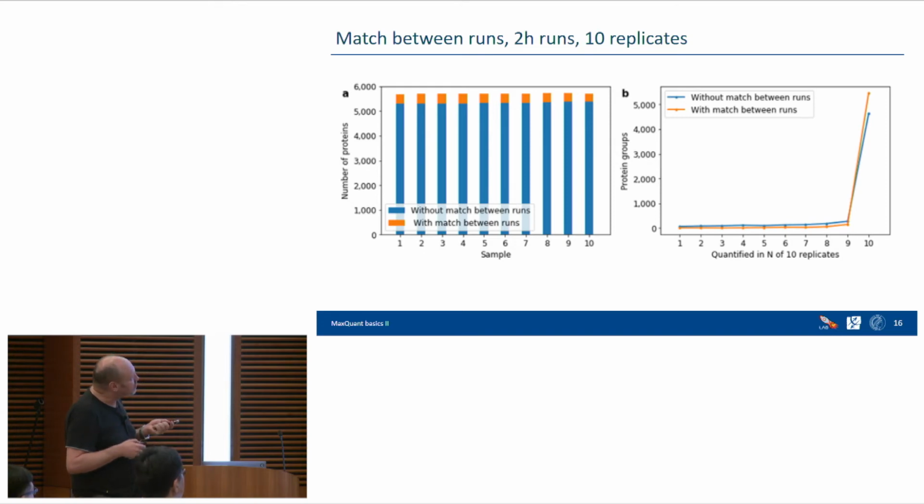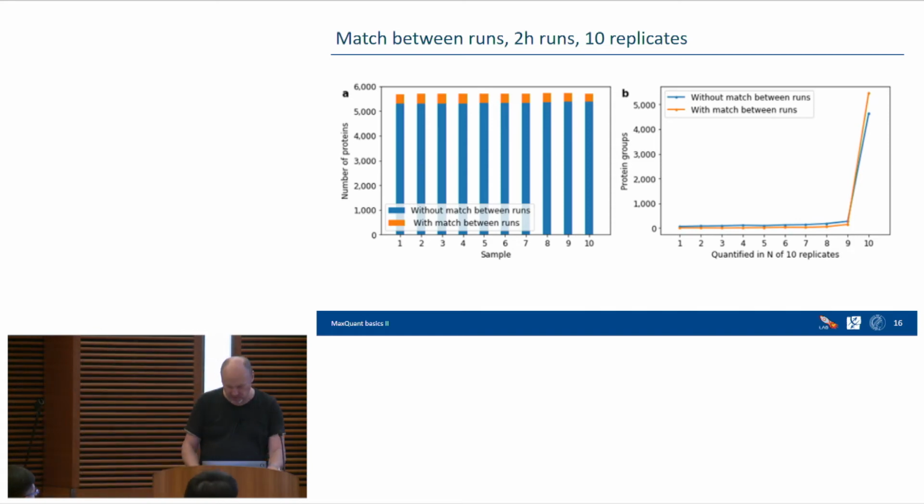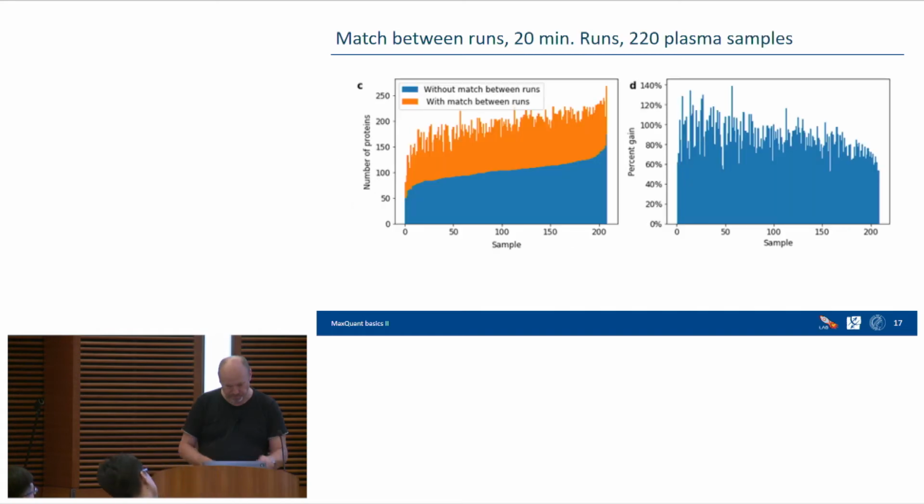So you see that the number of proteins that you see in all 10 out of 10 samples is actually increasing by 1,000. So you get 1,000 more proteins that you see everywhere, basically. So matching is doing something good in these samples. So that's just another example where we applied matching between runs.